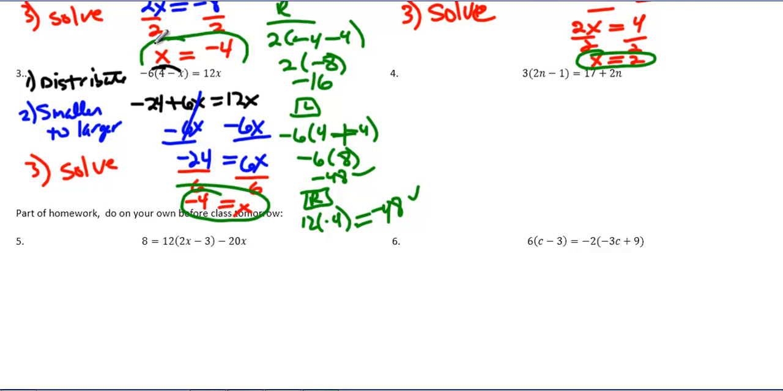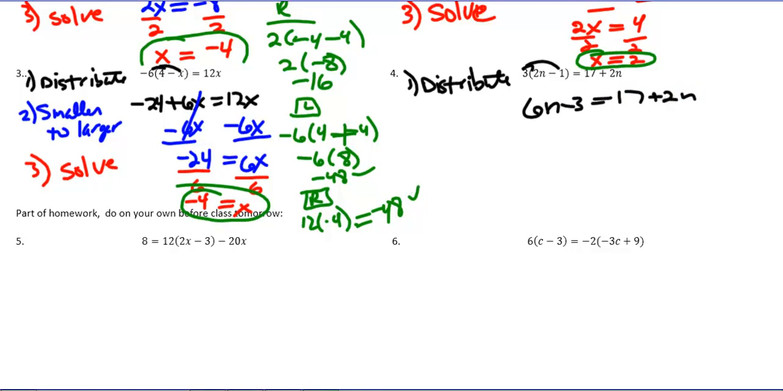Okay, last problem. Again, first step, as we saw in all these, we want to distribute. So I'm going to do this. That's going to be 6n minus 3 equal to 17 plus 2n.